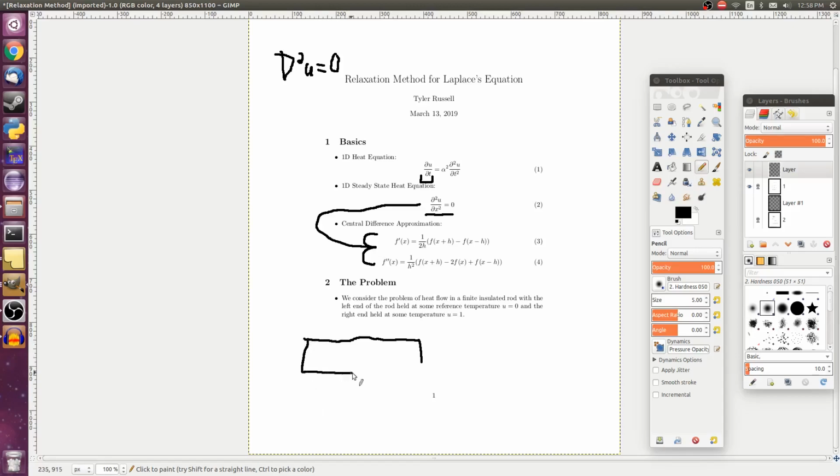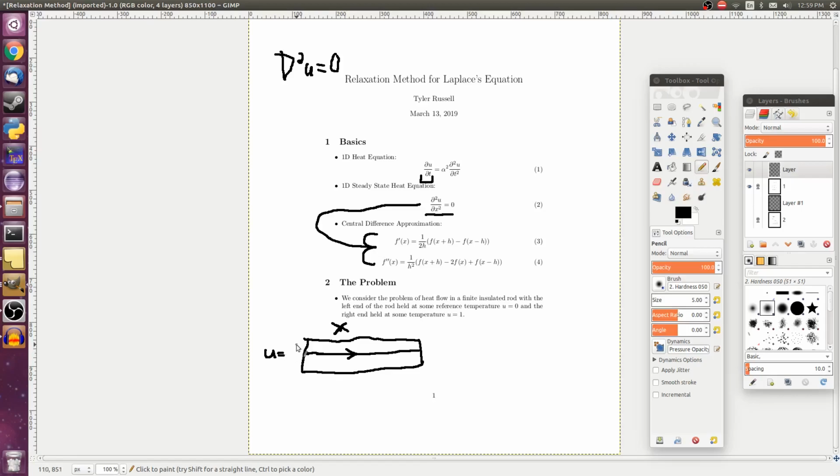Now, today, we're going to consider heat flow in an insulated rod. I say it's insulated on the sides so that no heat can flow outwards. So in other words, this right here is not allowed. Heat can only flow in the rod itself, like this, laterally in the x direction.